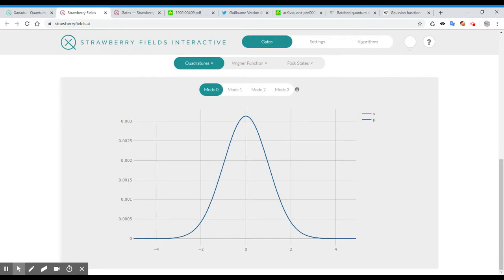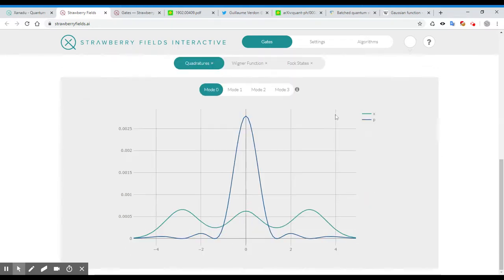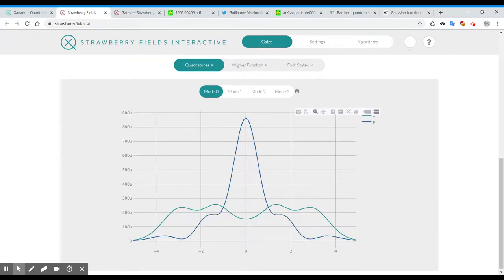So, what about... because I tried minus already. -2 squeezing factor. That squeezes it more. If we do something like that, now it's fairly wide, but it's not what we want.